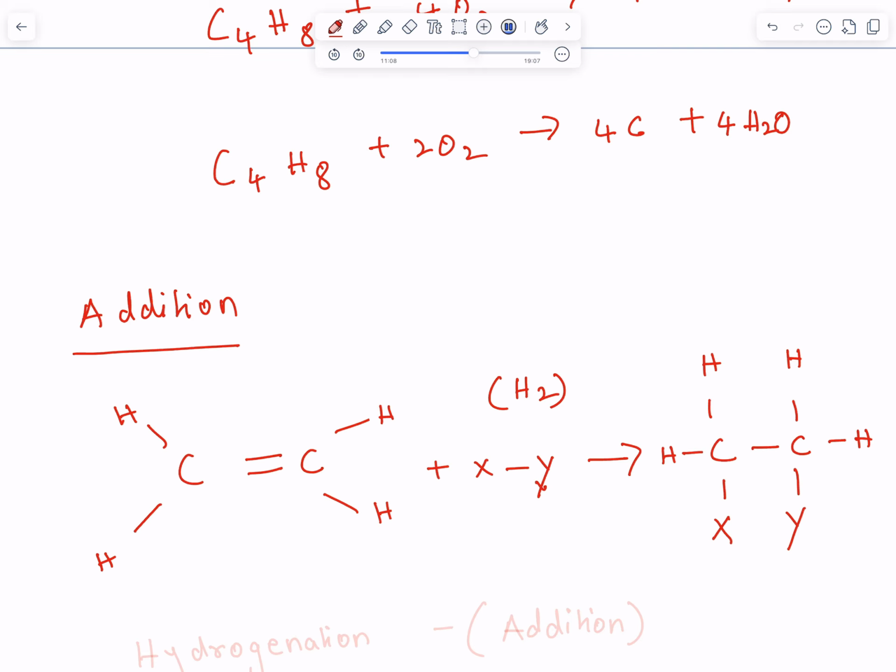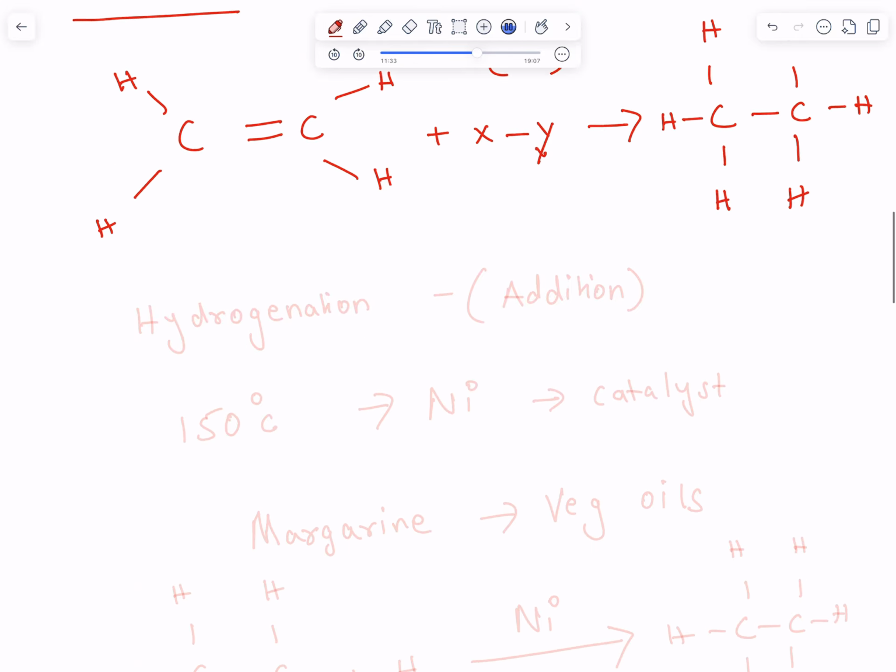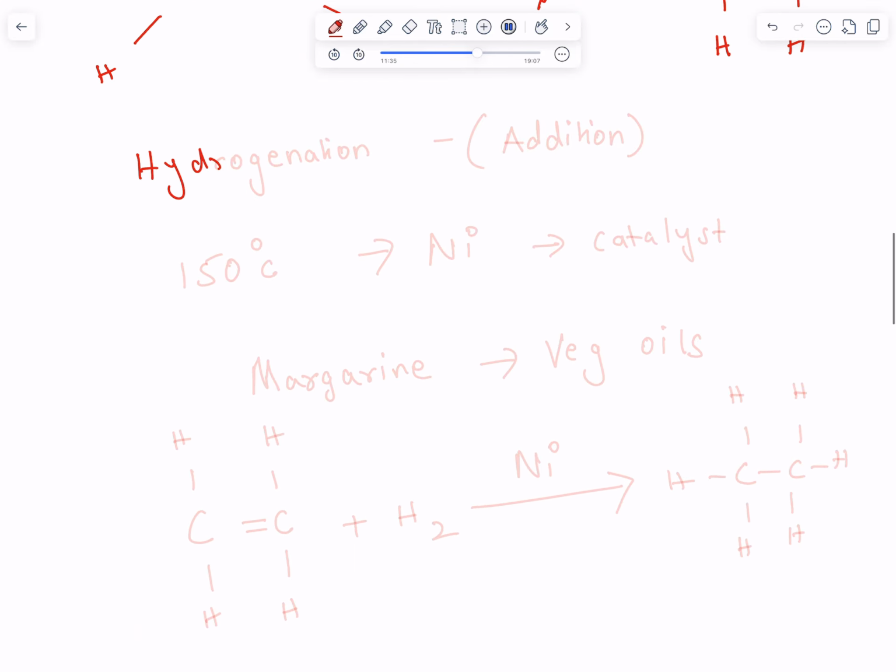But remember, adding hydrogen has got a special name, and we will talk about hydrogenation. I'm just giving you an example, but in addition reactions, you can add halogens, you can add any compound across the ethene by breaking the double bond. Now, let's move on to hydrogenation.